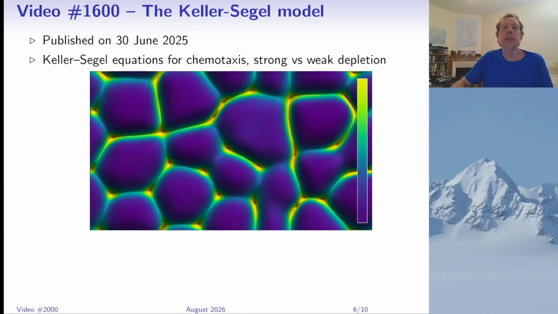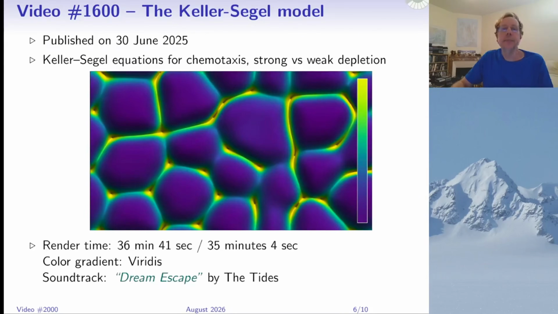So this simulation was published in June 2025. It contains simulations with two different parameter values, and the two different simulations took about half an hour to make. The color gradient is Viridis and the soundtrack is Dream Escape by The Tides.